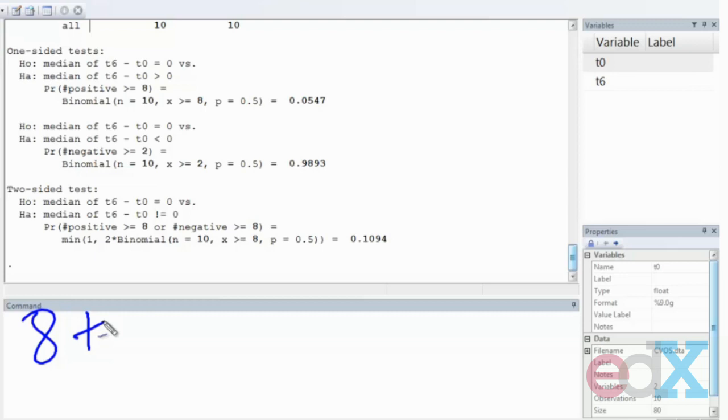So if we look down here under two-sided test, it gives us the null and the alternative, and here what it's calculating is the p-value. So the probability the number of positive is greater than or equal to 8, or the number of negative is greater than or equal to 8. Thus, our p-value is the probability of observing 8 or more successes in 10 trials, given that the probability of success is 0.5, plus the probability of observing 8 or more failures in 10 trials, given that the probability of failure is 0.5. That's what Stata is calculating down here.